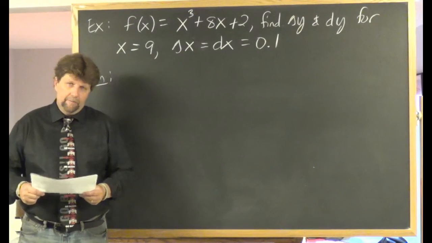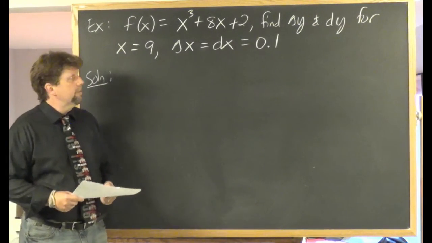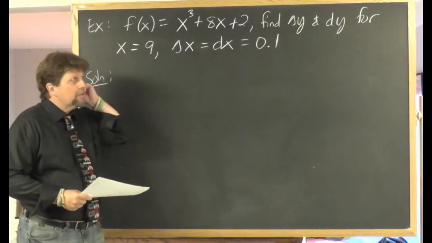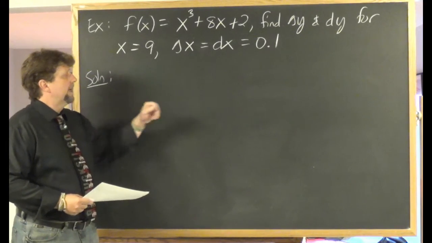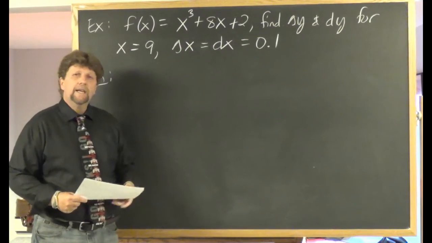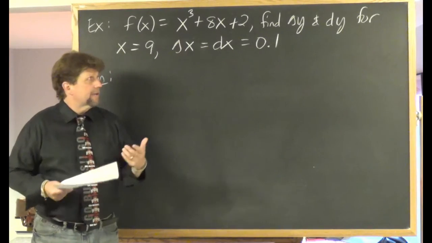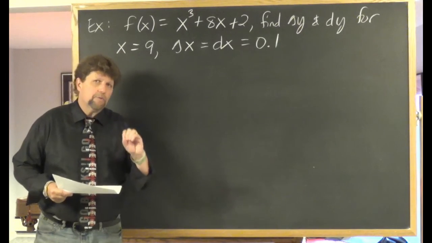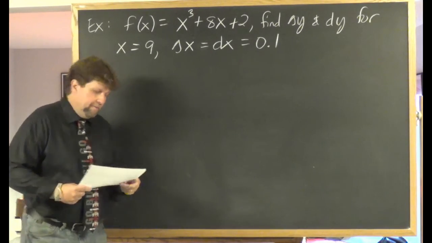Hey folks, the example we just left with was for the function f of x equals x cubed plus 8x plus 2. Evaluate delta y and dy for x equals 9, delta x equals dx equals 0.1. So the first thing I'm going to do here is determine delta y. Remember, delta y is the actual change in y coordinates for the function itself.